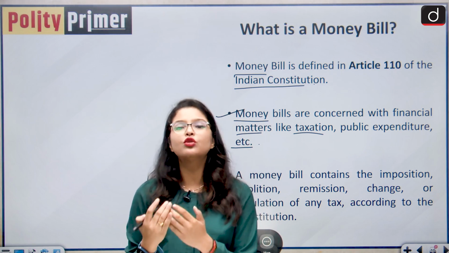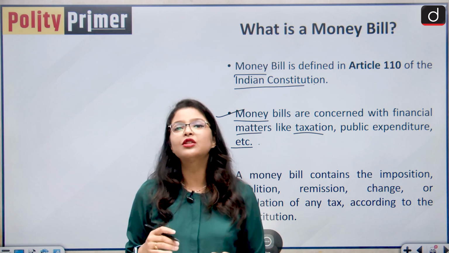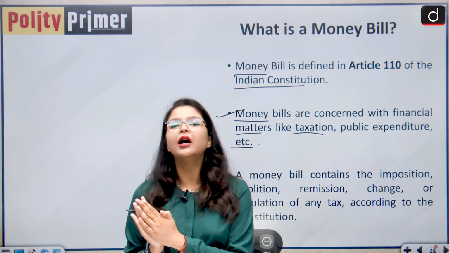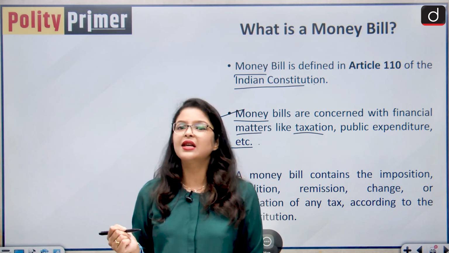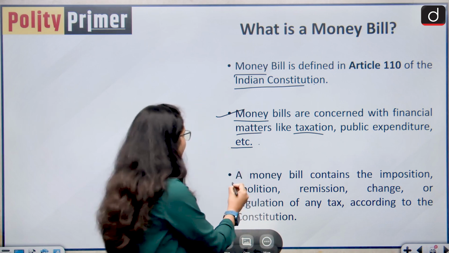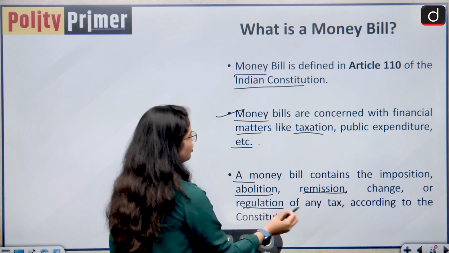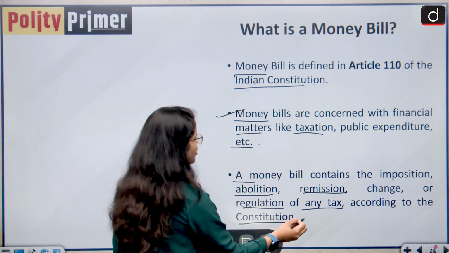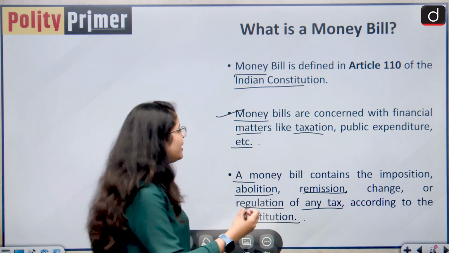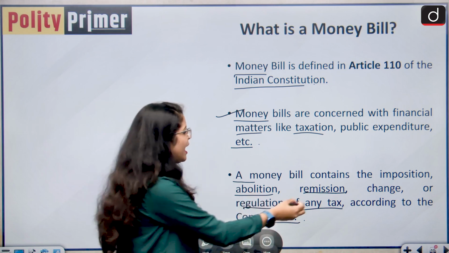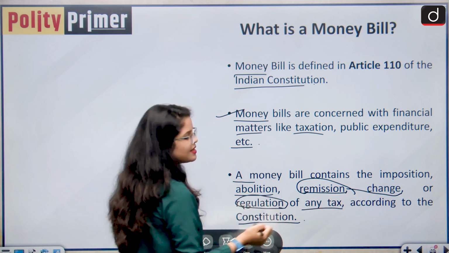whenever it has to withdraw funds from the Consolidated Fund of India, whenever it has to withdraw some other amount of money for public expenditure, then this bill is categorized as a money bill. A money bill contains the imposition, abolition, remission, change or regulation of any tax according to the Constitution. So most of the taxation matters fall under the money bill. It can impose a tax, abolish a tax, remit a tax, change a tax or regulate the tax as well.